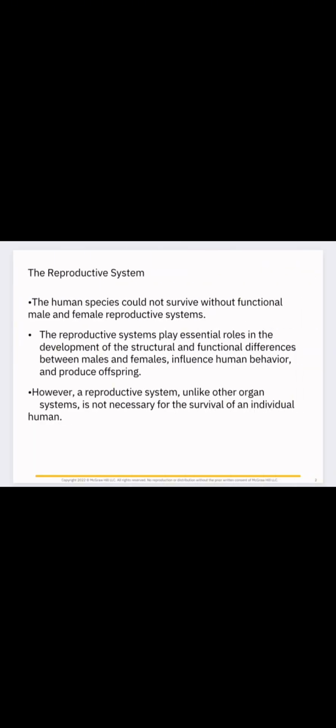What is the reproductive system? The human species could not survive without functional male and female reproductive systems. The reproductive systems play essential roles in development, and the structural and functional differences between males and females influence human behavior and produce offspring. However, a reproductive system, unlike other organ systems, is not necessary for the survival of an individual human.